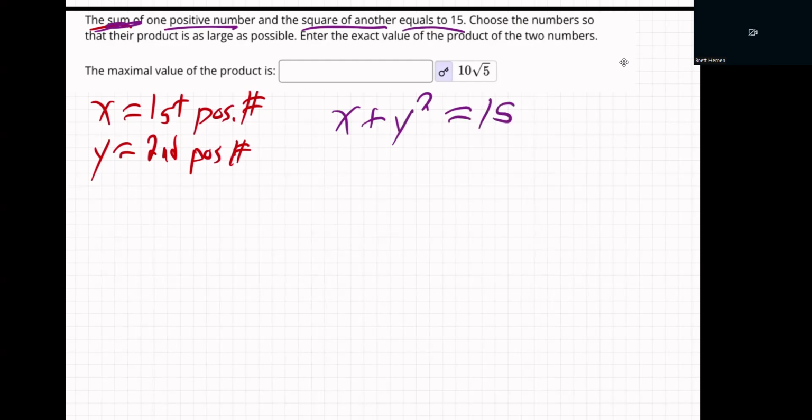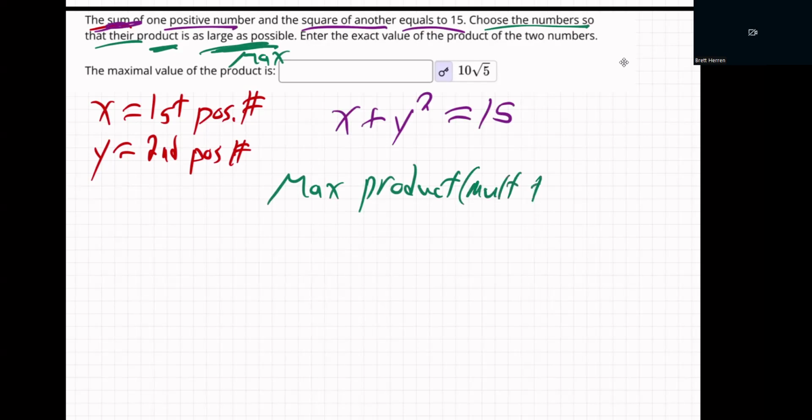And then they say, choose the numbers so that their product is as large as possible. In other words, we want to maximize their product. So it means as large as possible, right? Max. So what is their product? Product means multiply. Multiply them. So I want to maximize x times y.